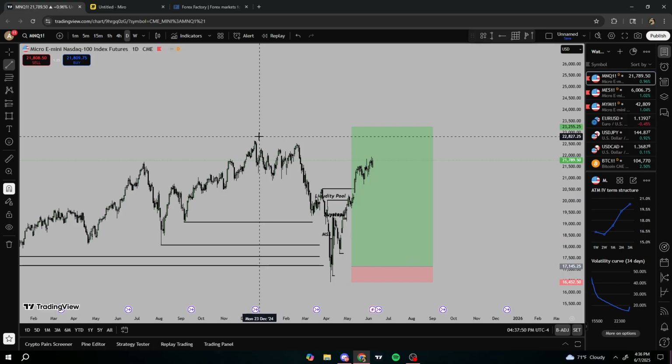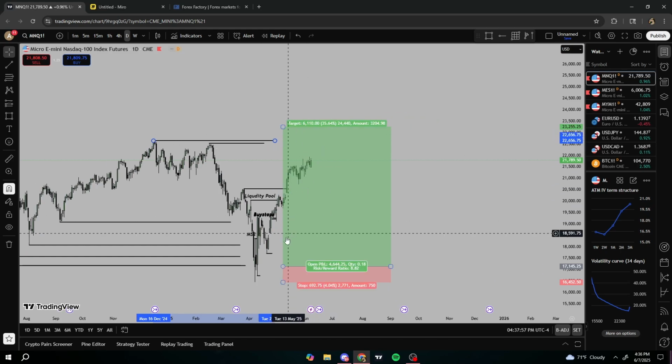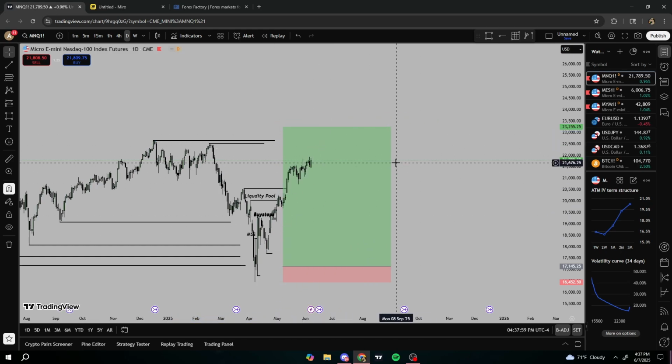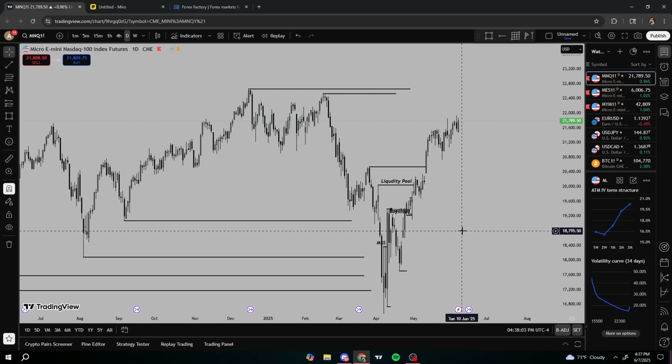These liquidity pools are what we're targeting. So this is my high time frame bias with the 4-hour and the daily trending up, making higher highs, higher lows. All right. So that's the basics of the liquidity. This is very simple stuff.